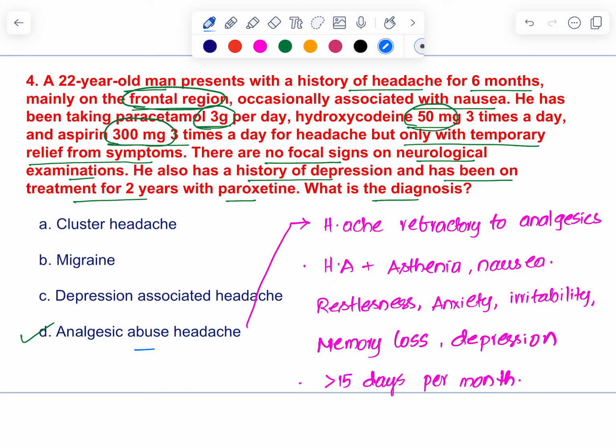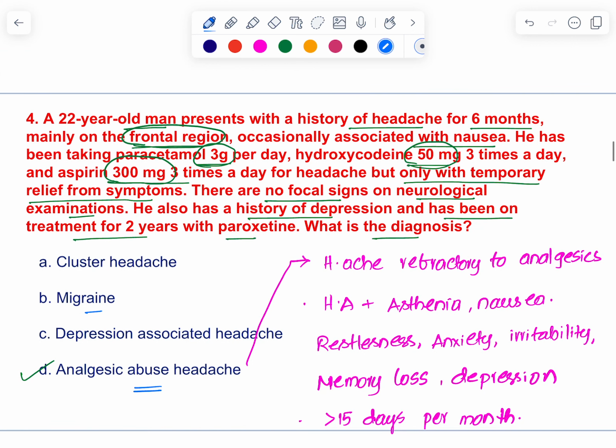So that is nothing but your analgesic abuse headache. Then coming to your migraine. See, migraine, first of all, take this patient, a 22-year-old man. Migraine is more common in females. And what will be the character of the headache? It's a pulsating, throbbing type of headache, right? And along with that, you have photophobia and phonophobia. And this migraine will respond to medications. So your migraine is ruled out.